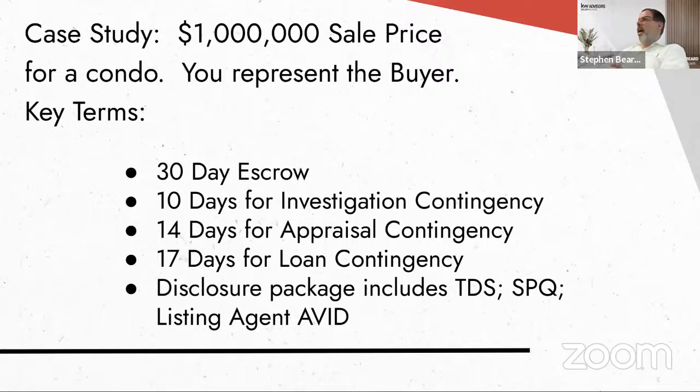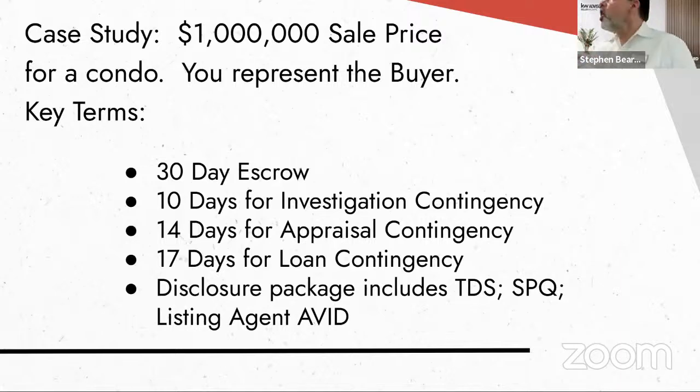What's another big missing item? There are two more big-ticket items that are missing. How about a preliminary title report? There's no title report, and that's the other one. There are no HOA docs. It's a condo. We don't have HOA docs.